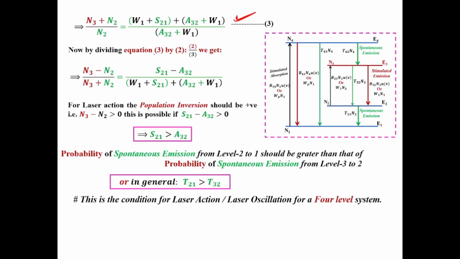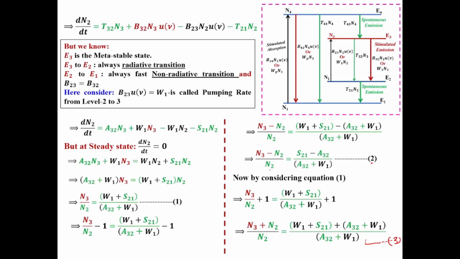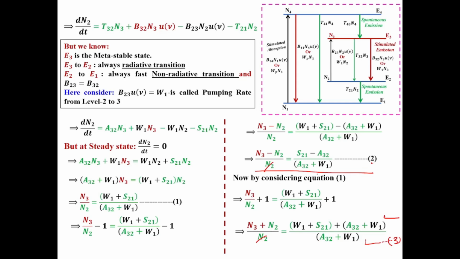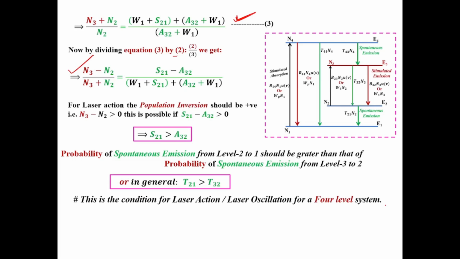Now dividing equation number 3 by equation number 2, here this is your equation number 2, 2 divided by this equation. Here N2 got cancelled. On the left hand side we find (N3 minus N2) by (N3 plus N2). And here this denominator got cancelled, and we find (S21 minus A32) by (W1 plus S21 plus A32 plus W1). Same thing I have written over here.